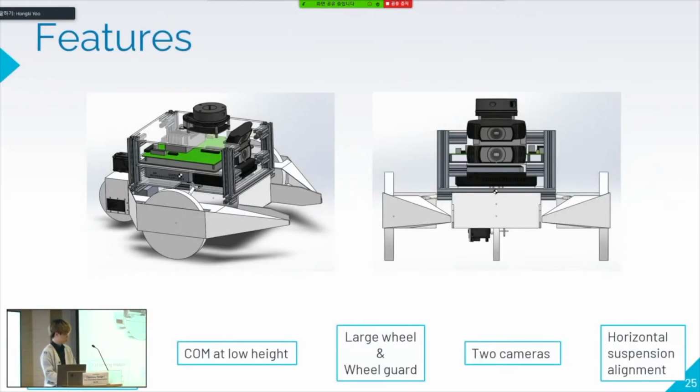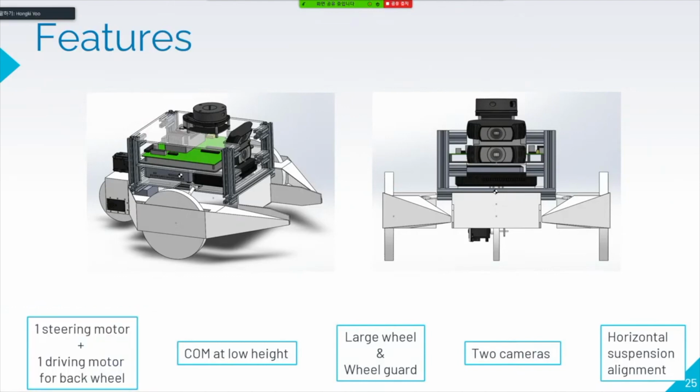This is our final type of car with a few mechanical features in it. We improved our model by trial and error with engineering calculations. There is one steering motor with one driving motor at the back wheel, as introduced earlier. The COM is at a low height for stability. There are large wheels with wheel guards for preventing collision. And there are two cameras, one for line tracing and one for ball harvesting. Lastly, we have aligned the suspension link horizontally so that the wheels maintain vertical alignment while the suspension is working.